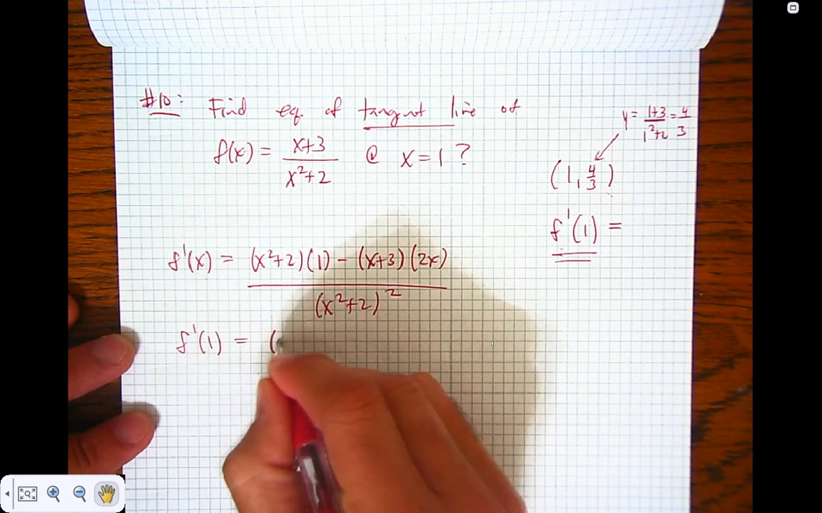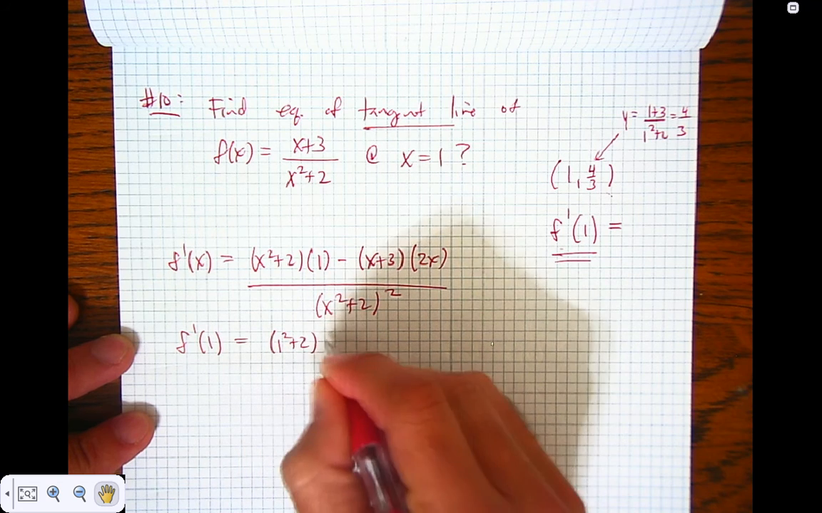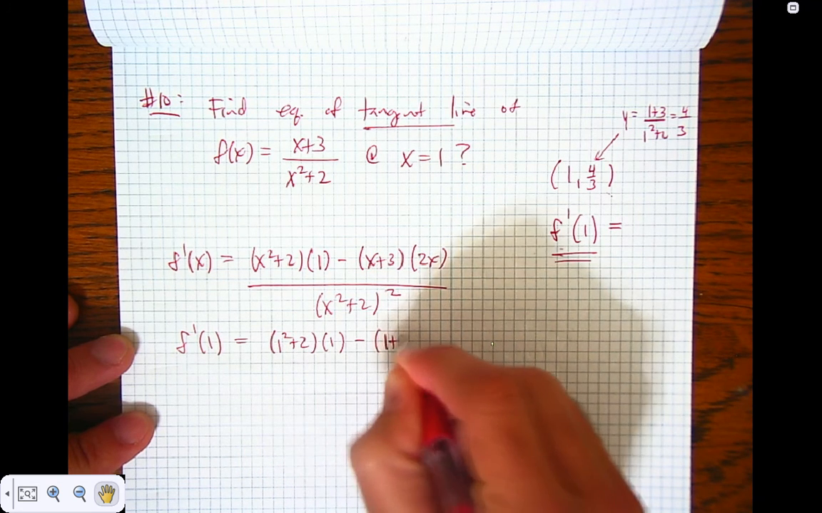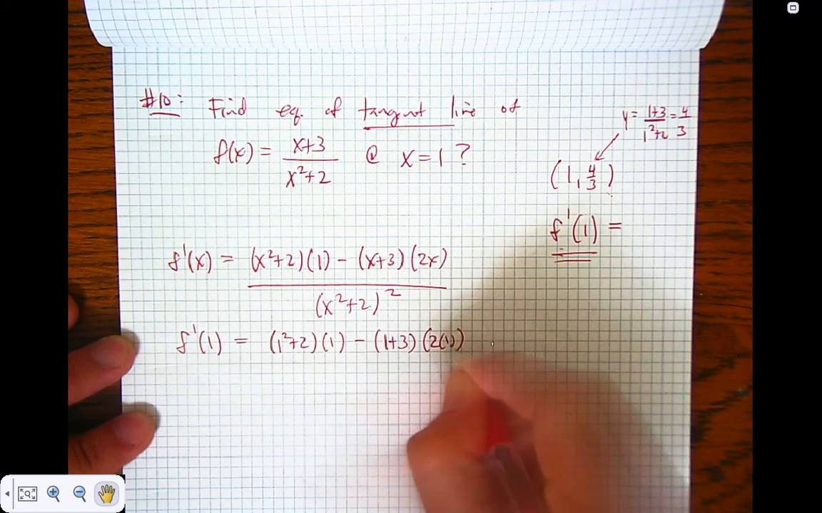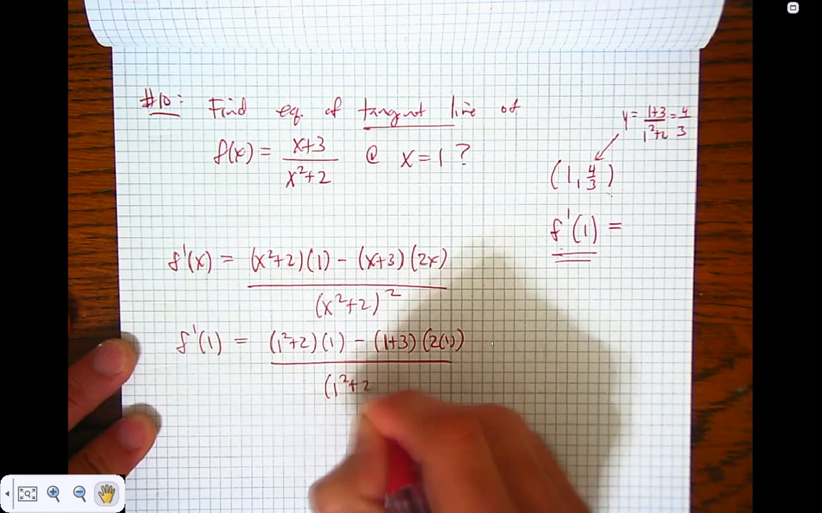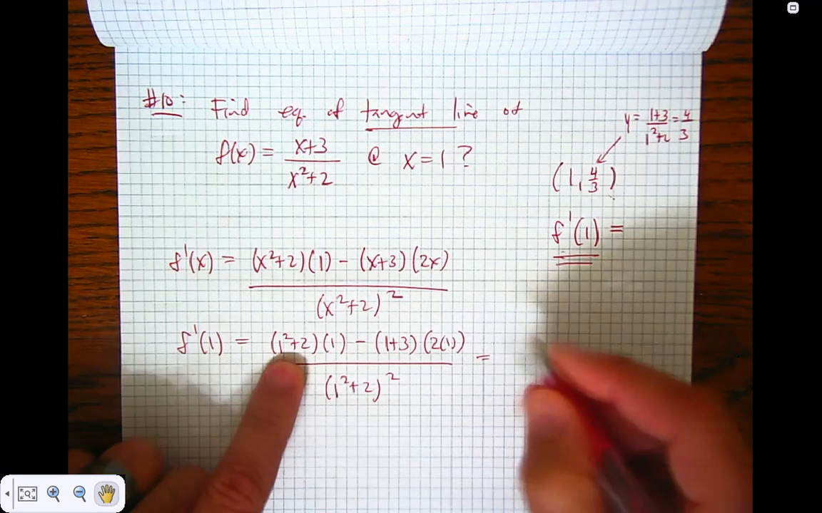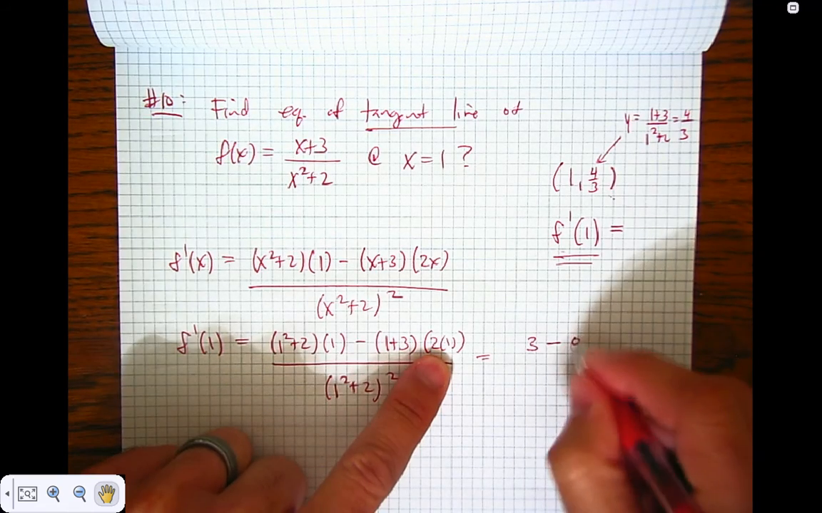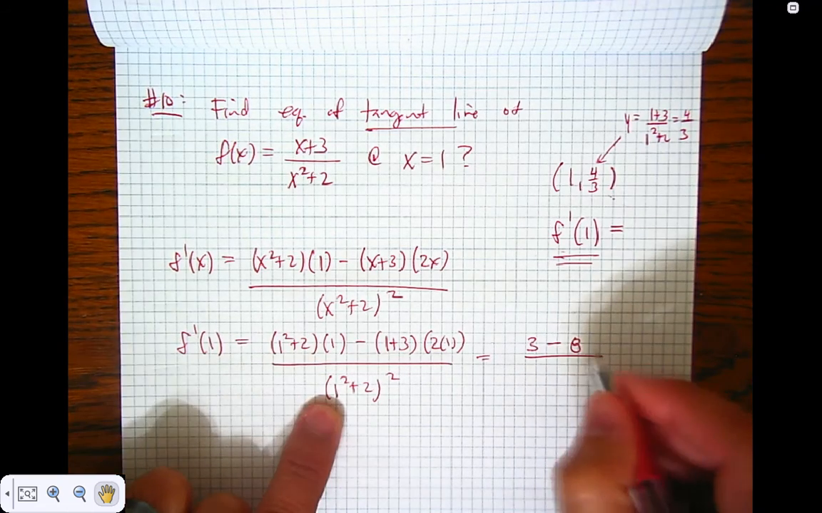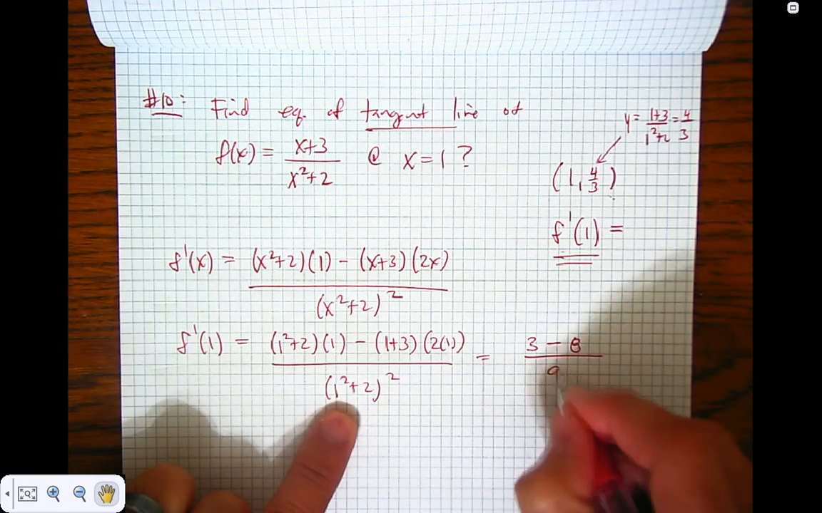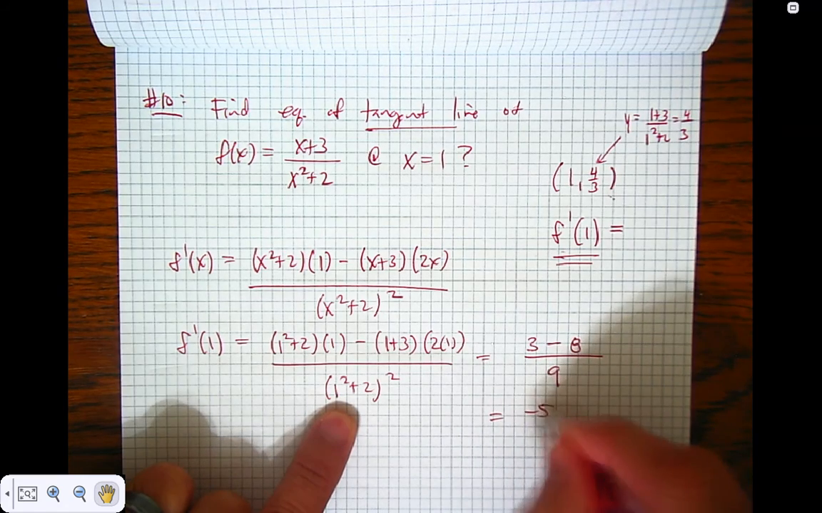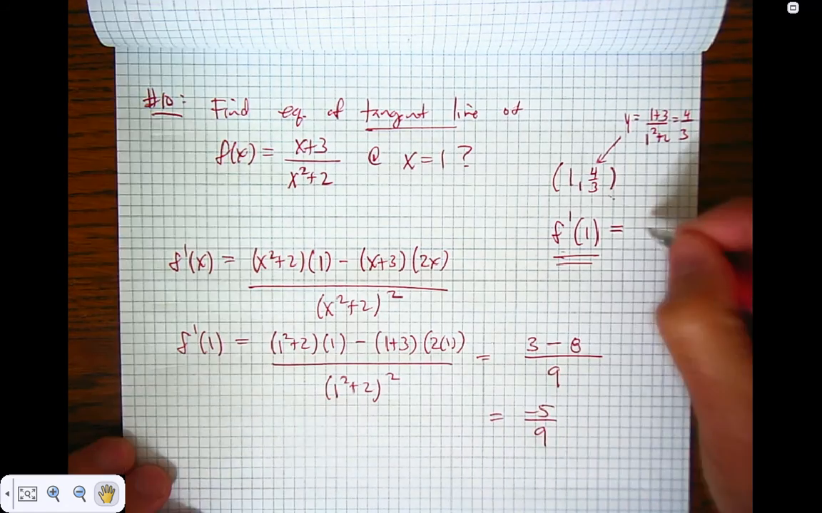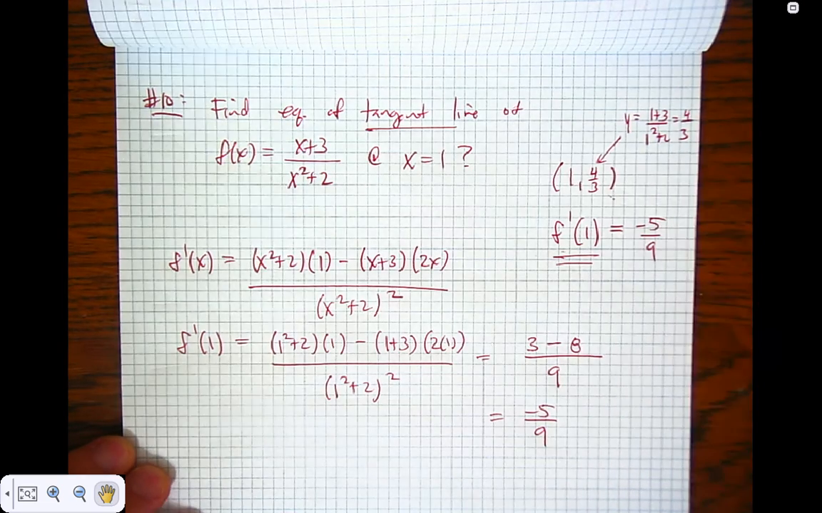I get 1 squared plus 2 times 1 minus 1 plus 3 times 2 times 1, all over 1 squared plus 2 quantity squared. That's just 3. This is minus, that's 4 times 2, which is 8, all over the bottom, which would be 3 squared, or 9, for a final answer of negative 5 over 9. So now I have my slope.